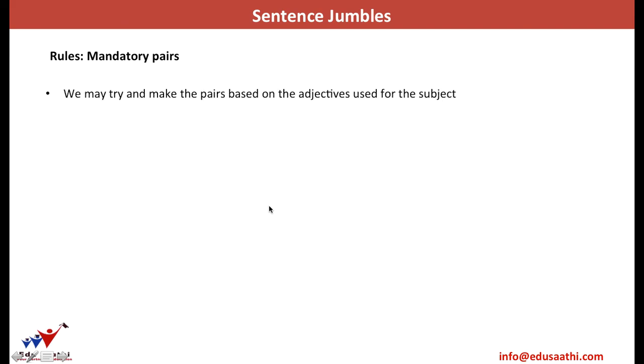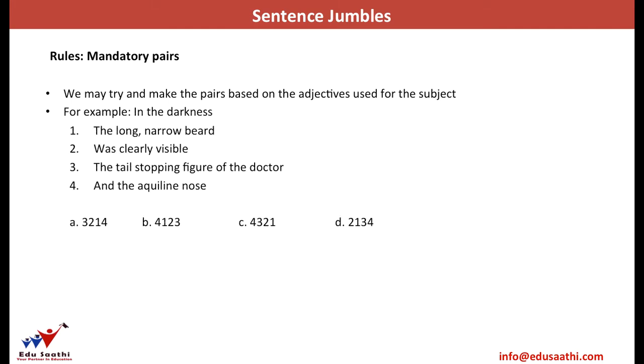Now, a mandatory pair may also be judged by checking the use of the adjectives for the subject. All these adjectives of the subject have to be clubbed together. They have to come together, because they are being used for a single entity, they'll be stated together. Now, for example, I see this question. If I see this question, I find two phrases that are qualifying something.